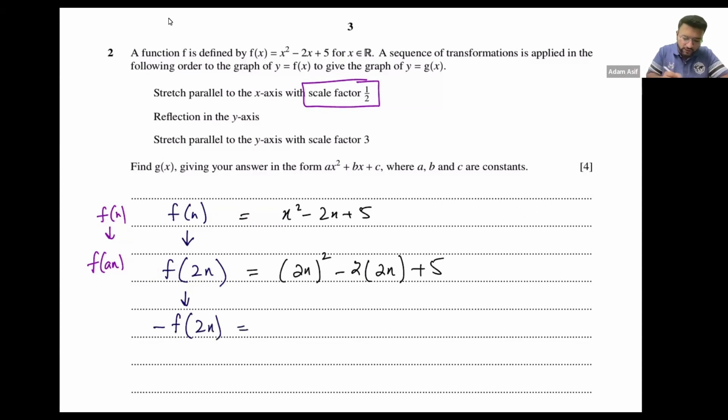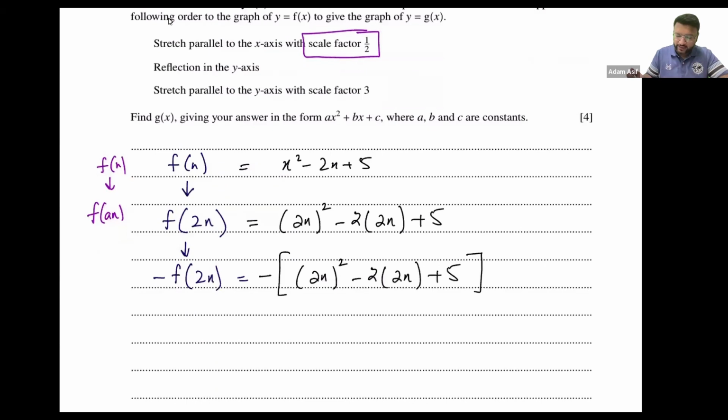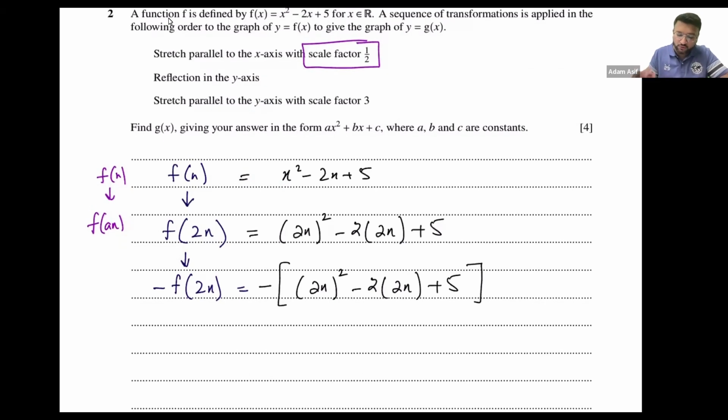So what I have to do now is I need to multiply this entire function f of x by 2, by minus 1. And then stretch parallel to the y-axis with a scale factor of 3. So I'm going to stretch this by a scale factor of, oh, my bad, sorry. This is reflection in the y-axis, not the x-axis. Y-axis, it's again a horizontal transformation.